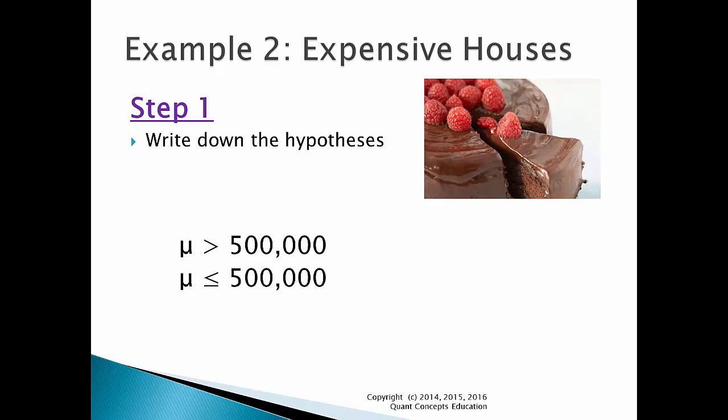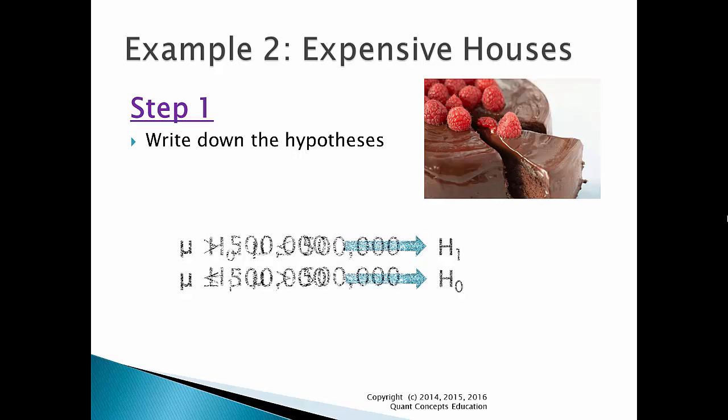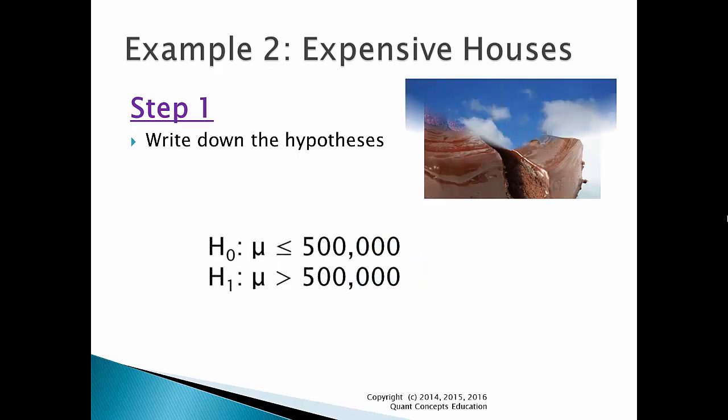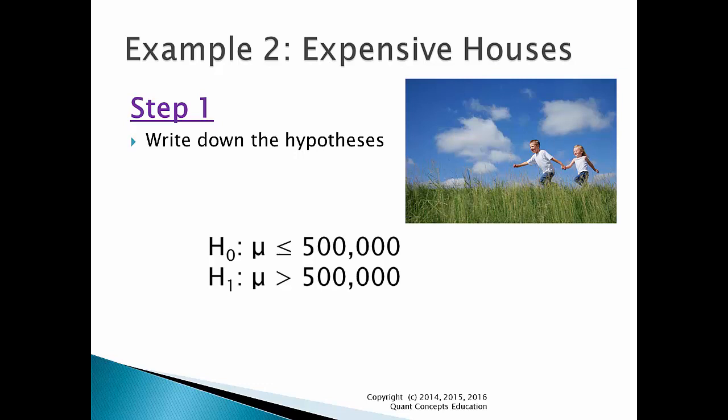The claim with the equal sign is the null hypothesis, H0. So the other claim must be the alternate hypothesis, H1. Rearranging these into the proper format with H0 above and H1 below, we get the following. And that's step 1 done. Pretty cruisy, yeah? One last thing. Notice that this is an upper tail test, as the alternate hypothesis has a larger than sign.